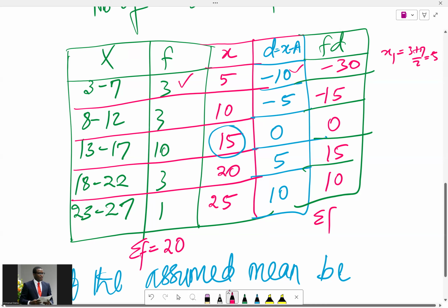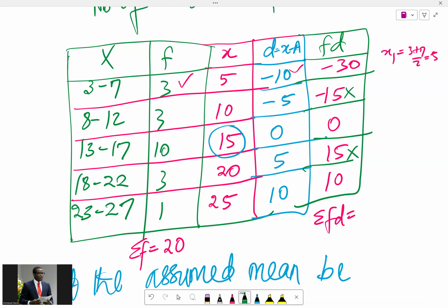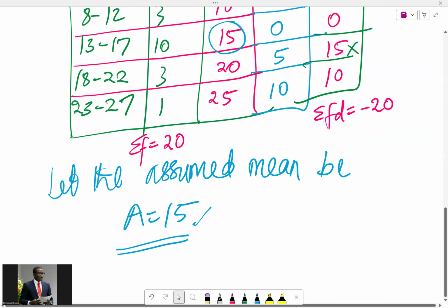And then you also need the summation of F multiplied by D. From the look of things, could it be negative? Okay, I get it. It can be whatever, actually. So minus 30 minus 15. You can already see that minus 15 and minus 15 already cancel out. That's neutralized. So minus 30 plus 10 is actually minus 20. So it's fine if you get minus 20.